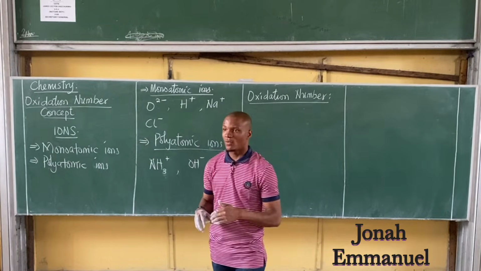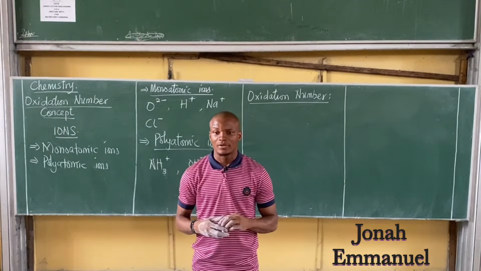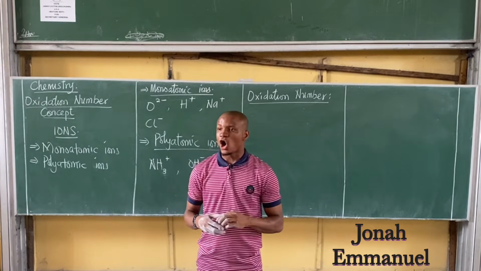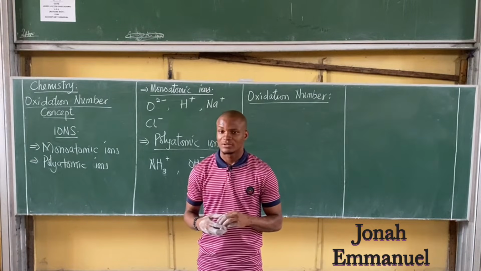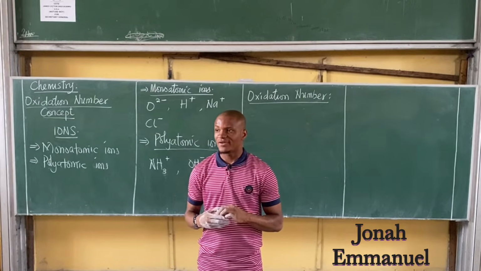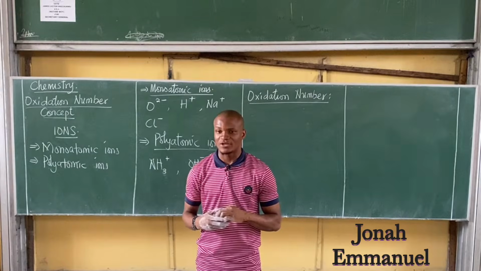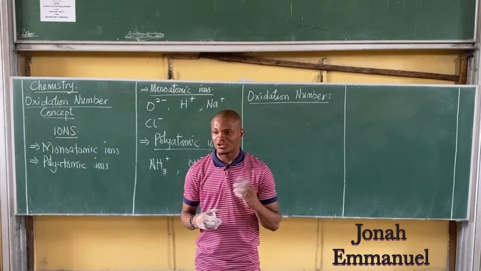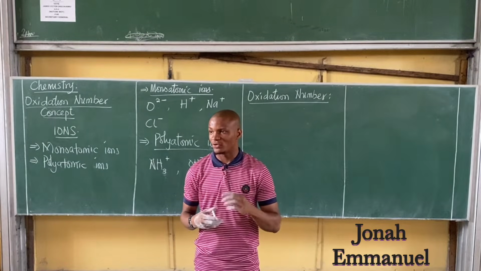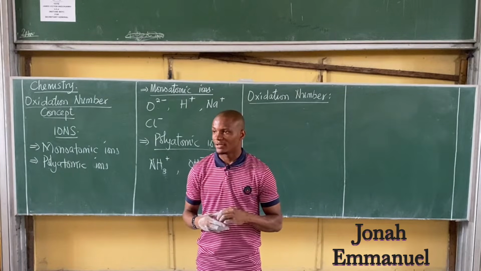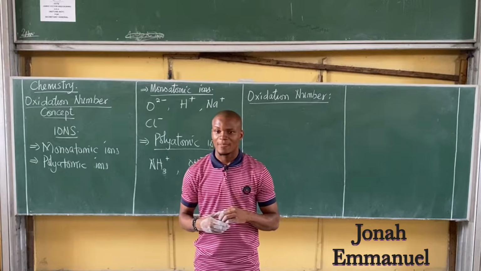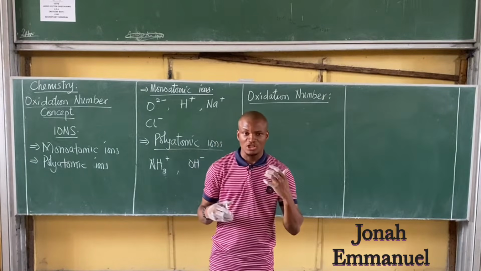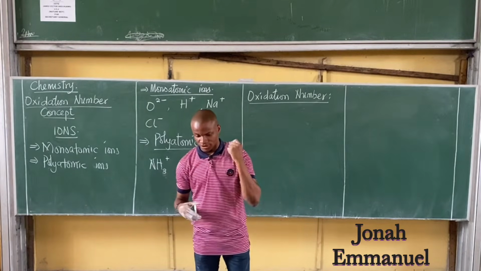But what now? Number 5. The oxidation number of halogens is -1. What are halogens? Your group 7 elements: chlorine, fluorine, iodine, bromine, right? And all the names you can see. Number 5. The oxidation number of the halogen is equal to -1.